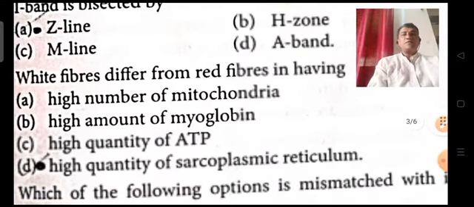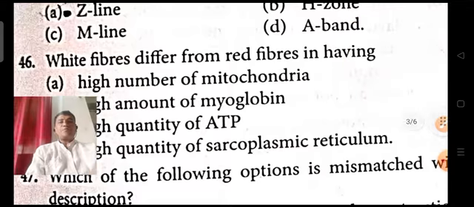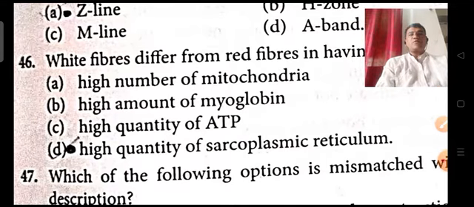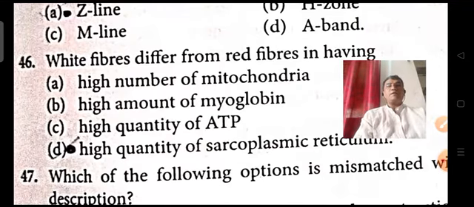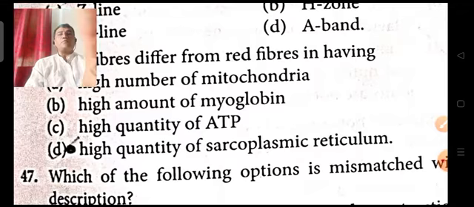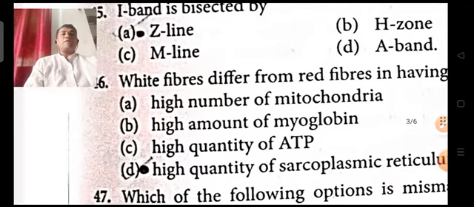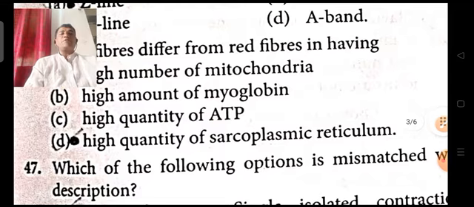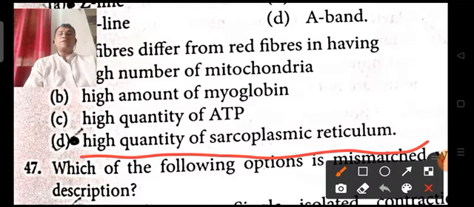Next, white fibers differ from the red fibers in having a high number of mitochondria, a high amount of myoglobin, a high quantity of ATP, a high quantity of sarcoplasmic reticulum. So when you look at this, white fibers differ from the red fibers in having a high quantity of the sarcoplasmic reticulum.